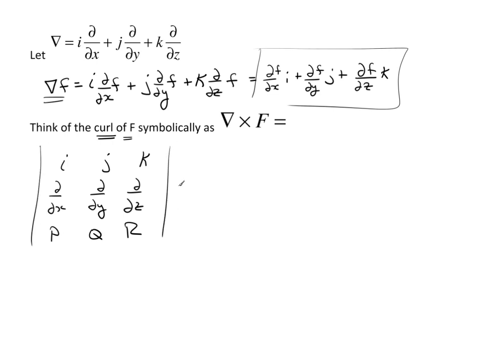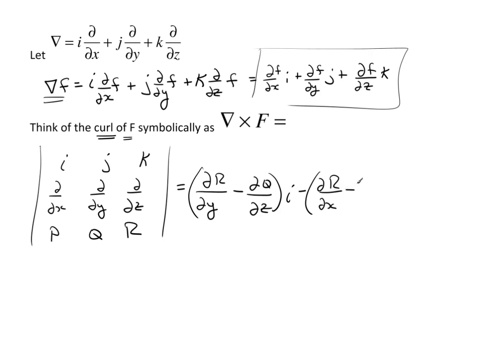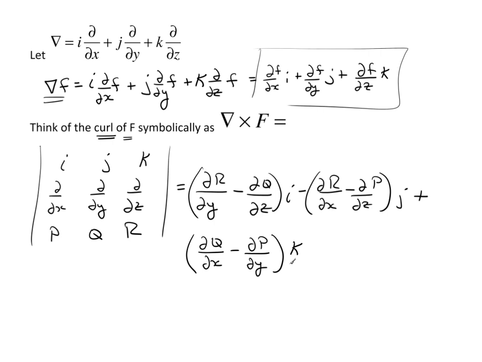Now, if I do what I would normally do to find this cross product, what I'm going to get is the partial of r with respect to y minus the partial of q with respect to z, i, minus the partial of r with respect to x minus the partial of p with respect to z, j, plus, I'm going to drop down here, the partial of q with respect to x minus the partial of p with respect to y, k.